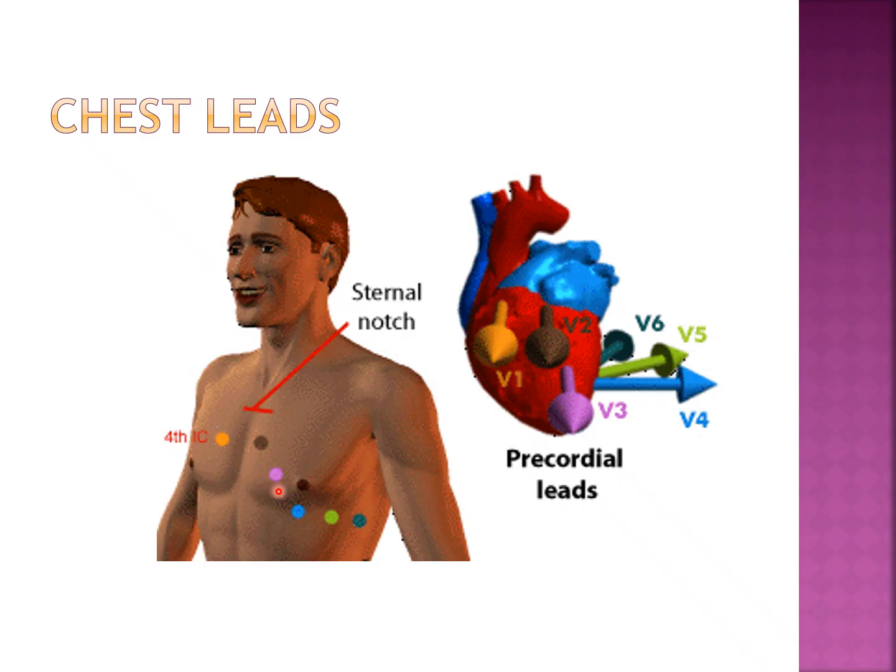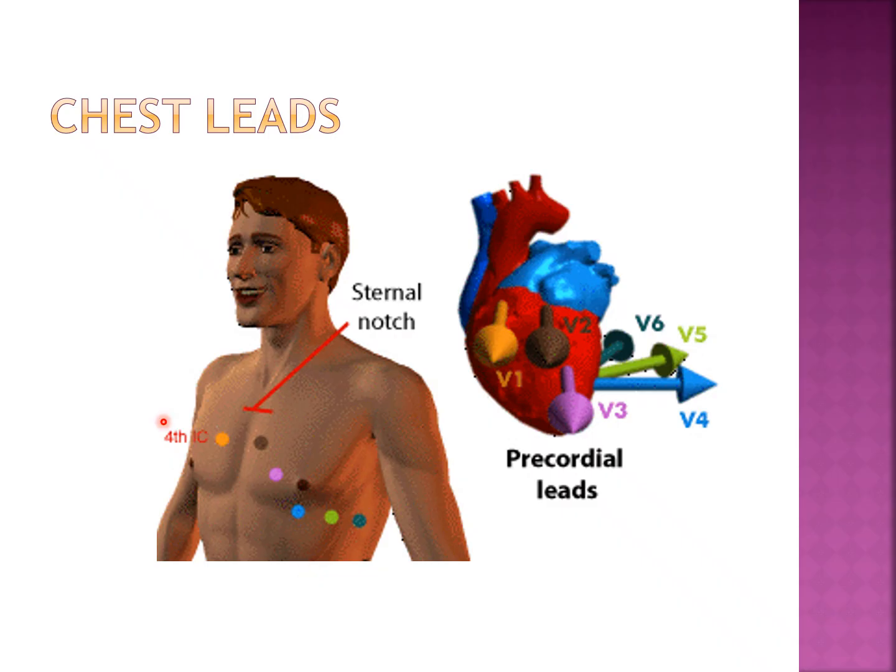By V3, it may be biphasic, where part of it's going up and part of it's going down. But by the time you get to V4, that's at the base of the ventricle, you have all the electricity coming toward that lead. And so it should be completely in the upright position. The QRS should be going positive all the way up. And then V5 and V6, again, will have positive deflections of the QRS. It may be lower amplitude than V4, but they should all be positive.